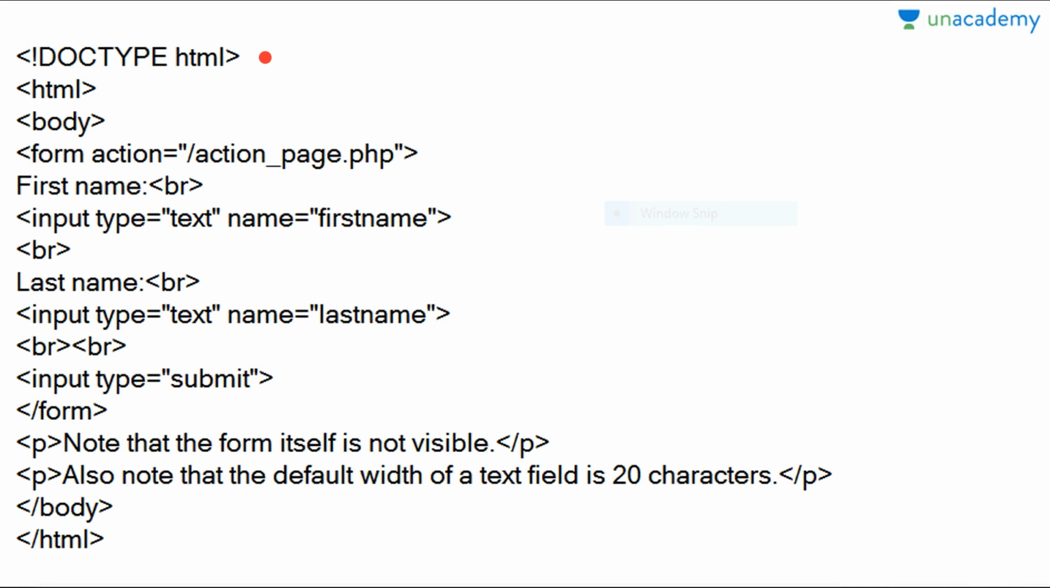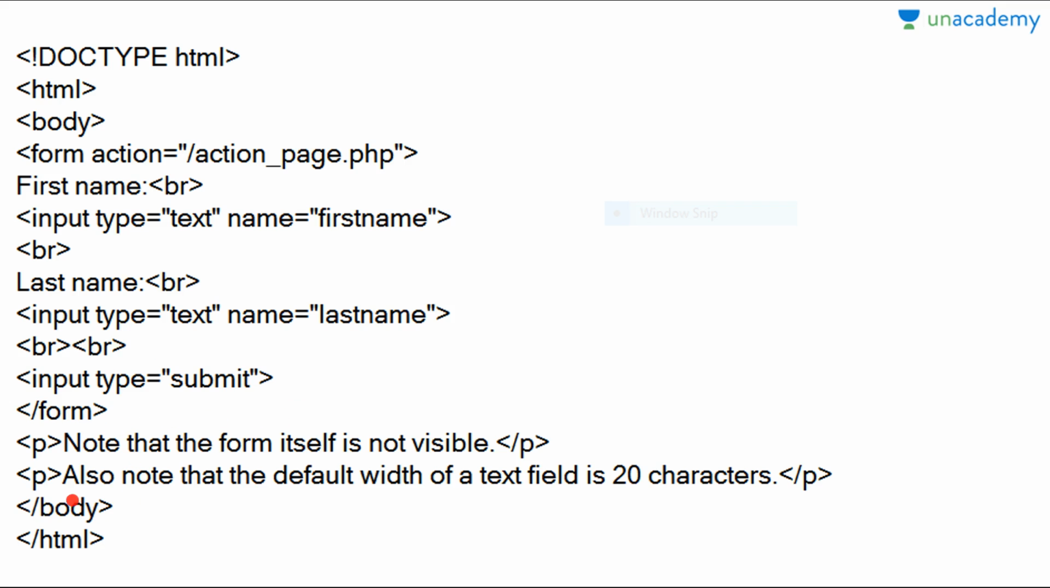Doctype HTML, then we write the HTML tag, then the body tag, then form action is equal to action_page.php. This is how a form is created. We write first name, then break, input type is equal to text, name is equal to firstname. This is how we write the input types. Then break, then last name, then again input type is equal to text, name is equal to lastname, break, input type is equal to submit, form closed.